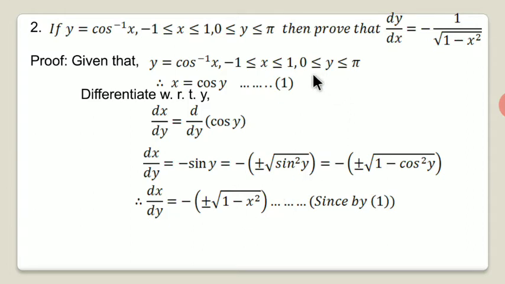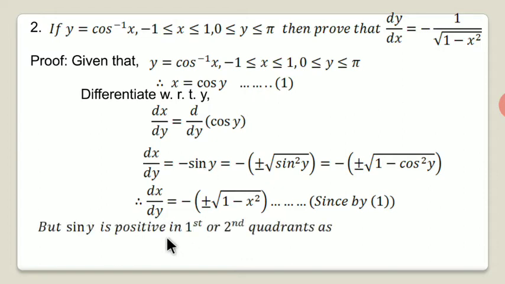Now, since 0 is less than or equal to y less than or equal to pi, that means y lies in the first or second quadrant. And we know in the first or second quadrant the sine function is positive, so sin y is positive, as 0 is less than or equal to y less than or equal to pi. Since it is positive, we consider its positive value, but because of this minus sign, we get dx upon dy is negative. And so dx upon dy is equal to minus square root of 1 minus x square.